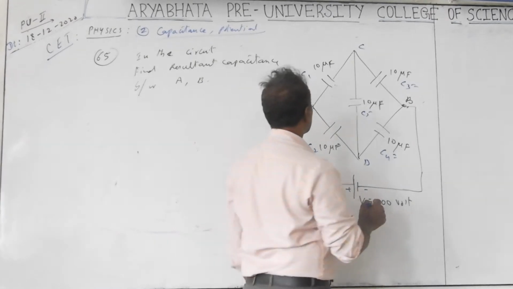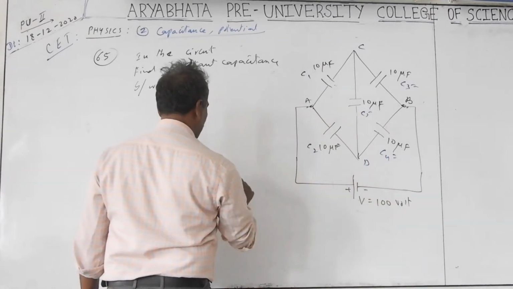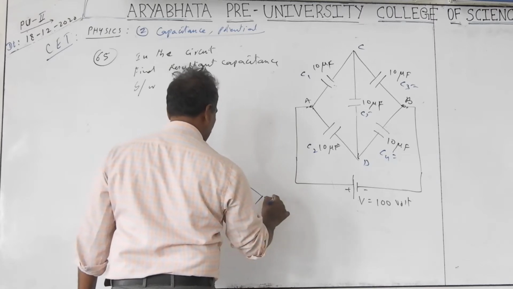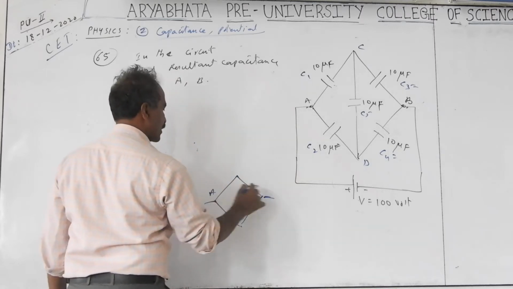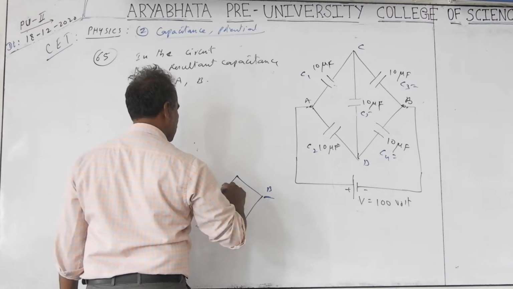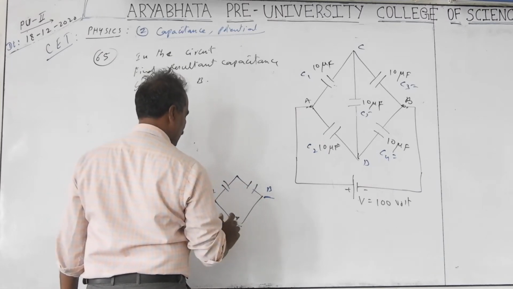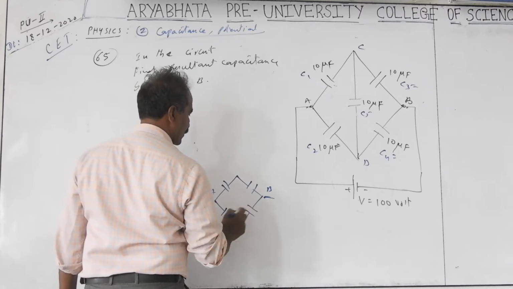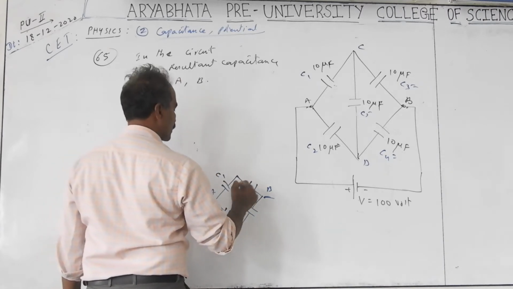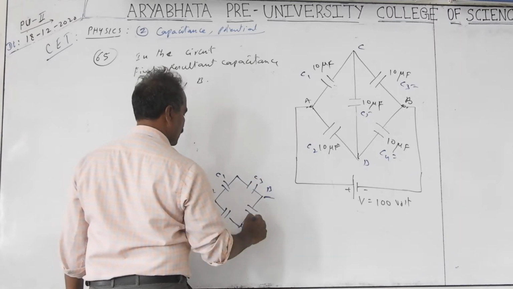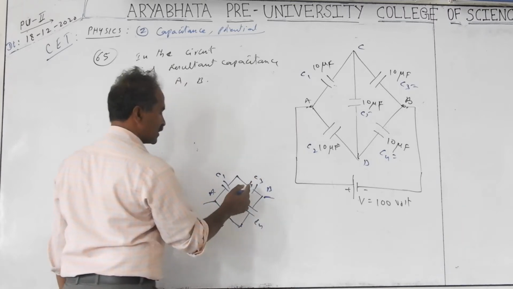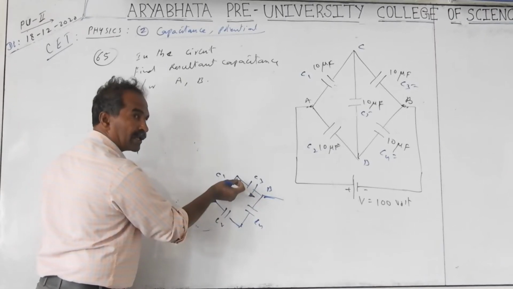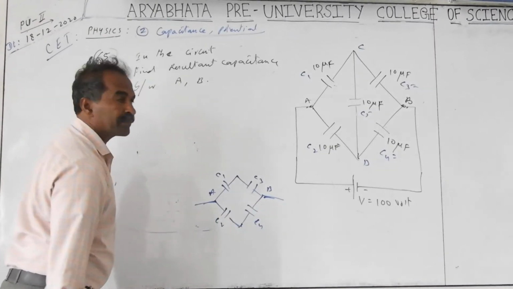So the equivalent circuit becomes like this. This is A, B, and C5 we can remove. C1, C2, C3, C4 are all 10. These come in series, then in parallel. So the resultant is 10.